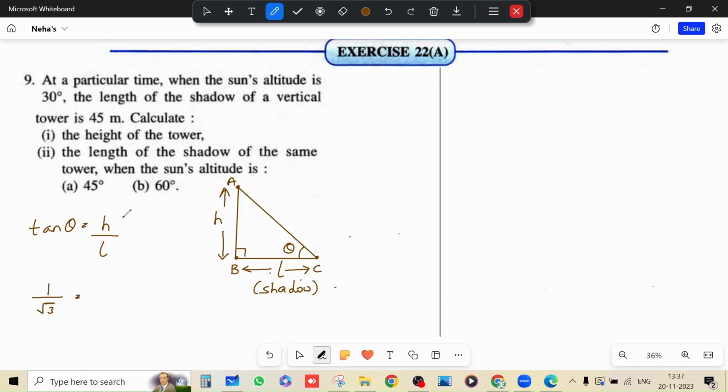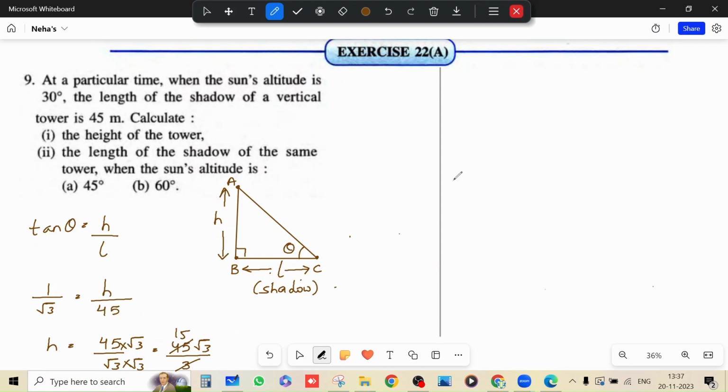The value of H we have to calculate, and the length of the shadow in the first case is given as 45 meters. So from this we will calculate the height of the tower, that is 45 divided by root 3. We will multiply both the numerator and denominator by root 3. So this becomes 45 root 3 divided by 3. We can cancel it out, so this becomes 15 root 3.